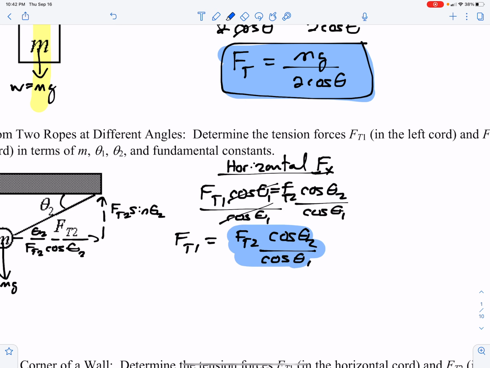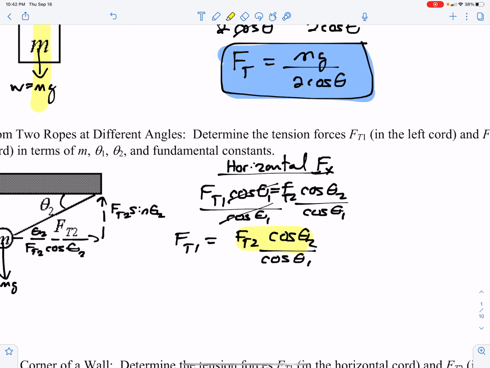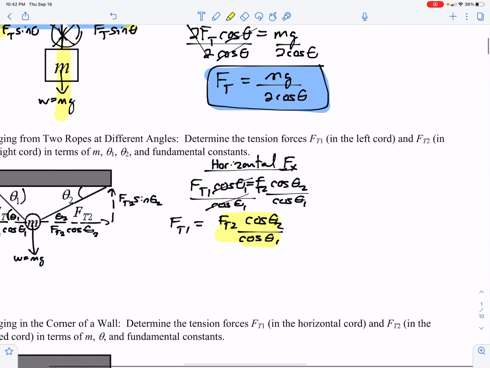This becomes the value of tension 1. Now we go to our second equation and look at our vertical forces.